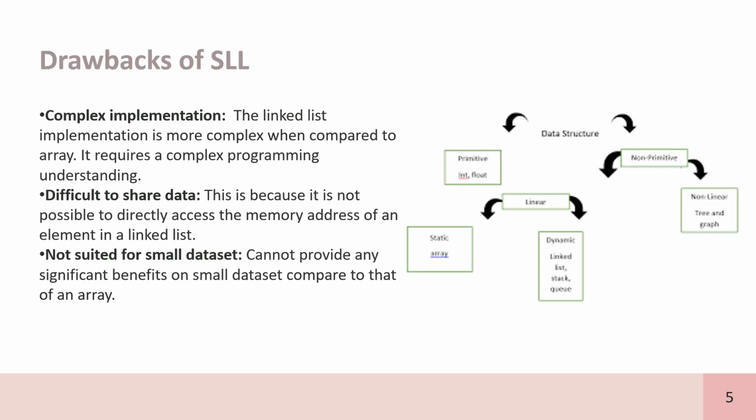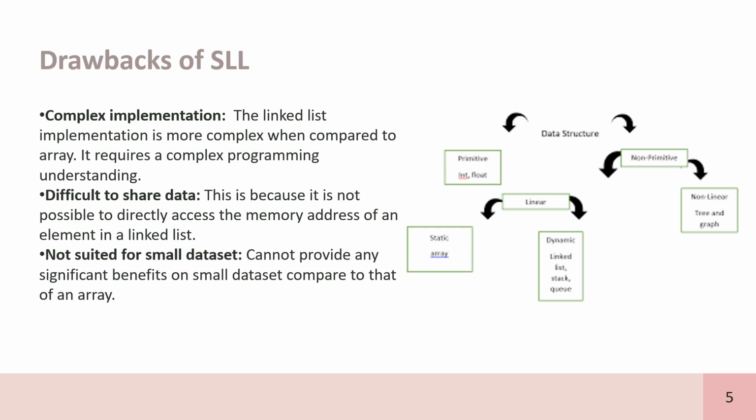Here are a few drawbacks of singly linked list. Complex implementation, difficult to share data and not suited for small data set. Complex implementation means the linked list implementation is more complex when compared to an array. It requires a complex programming understanding. Difficult to share data, because it is not possible to directly access the memory address of an element in a linked list. Not suited for small data set, as it cannot provide any significant benefits on small data set compared to that of an array.